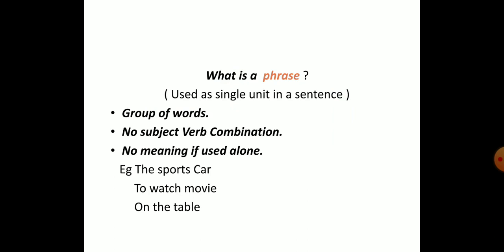It's a group of words with a noun and an adjective. "To watch a movie" is a group of words having a verb. "On the table" is a group of words having a preposition and a noun. But it doesn't have any meaning if it is used alone. So, phrases are actually groups of words which are used as a single unit in a sentence.